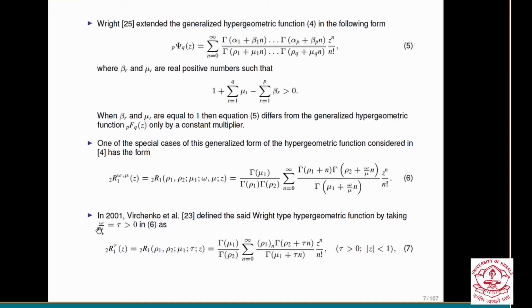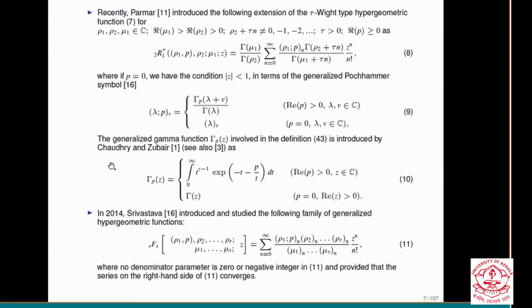And recently Parmar introduced an extension with tau type hypergeometric function, that is equation number 7, and he defined it as equation number 8, by imposing the condition. Also, some new type of Pochhammer symbol has been defined by him as an equation mentioned as equation number 9. And further, Chaudhary and Zubair also defined this new type of gamma function, an extension of the gamma function.